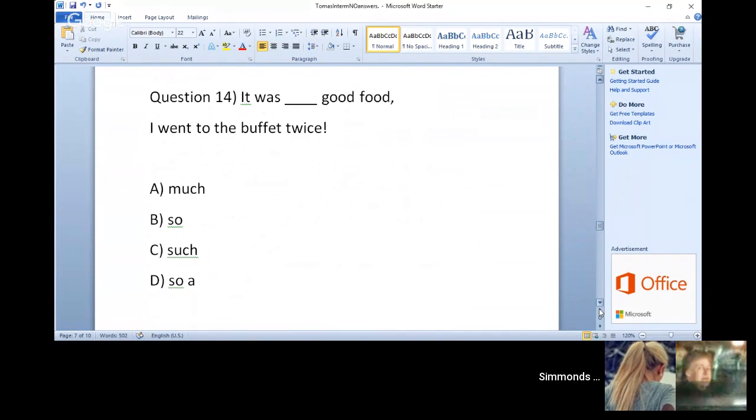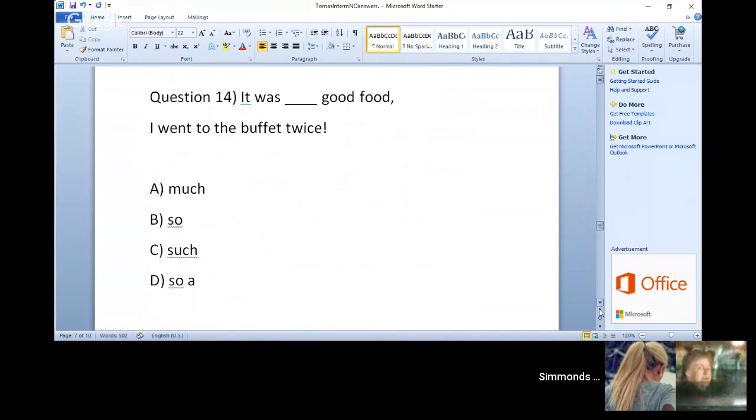Okay. Now, I'm going to tell you that the correct answer is C, such. "It was such good food, I went to the buffet twice." Okay, Ken, I'm sorry, but please explain. Yes, this is a bit confusing. Now, good food in this case is uncountable. We can say different types of food, but food in general is uncountable.